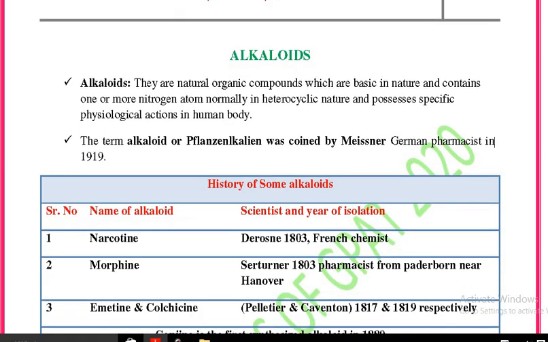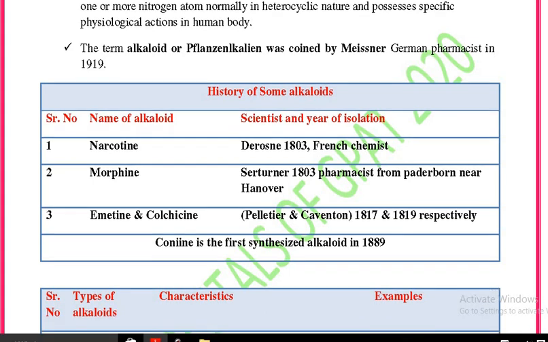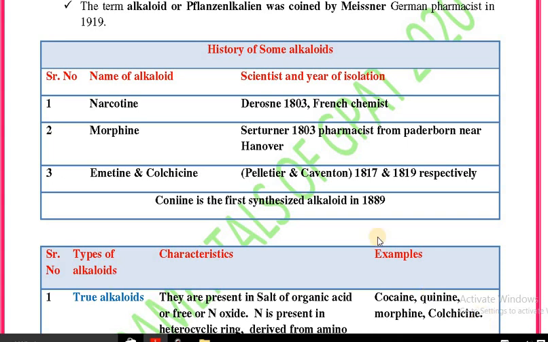Okay, history of alkaloids. There are some history-associated points which are important. Nicotine was isolated by Derosne, a French chemist, in 1803. Then morphine was isolated by Sertürner in 1803, a pharmacist from Paderborn near Hanover. Then emetine and colchicine were isolated by Pelletier and Caventou in 1817 and 1819 respectively. Then remember, quinine was the first synthesized alkaloid, in 1889.